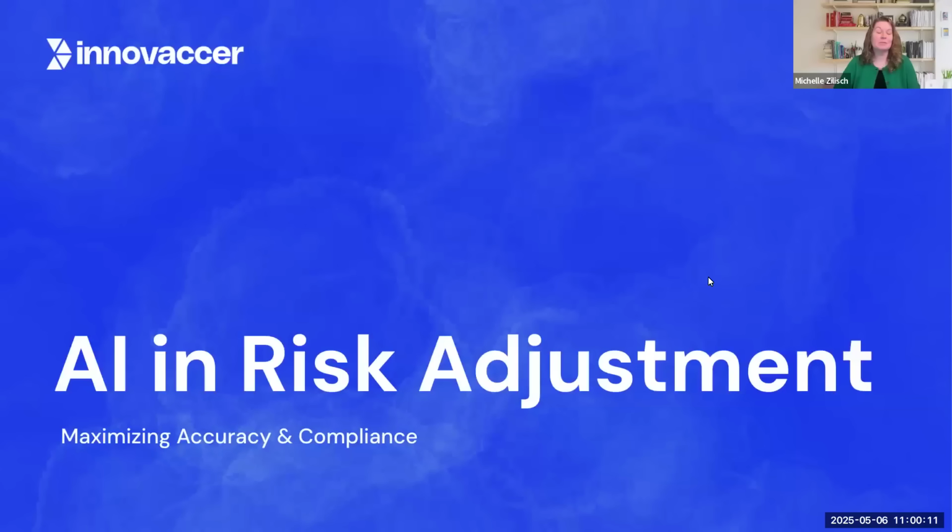In risk adjustment, maximizing accuracy and compliance.